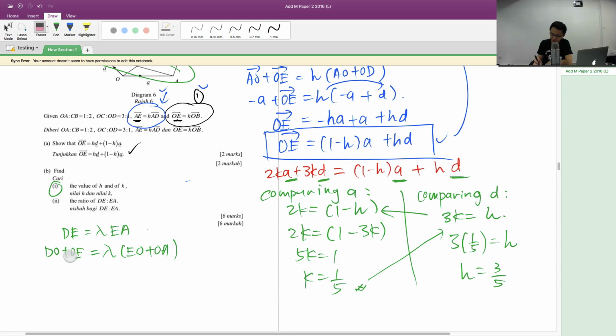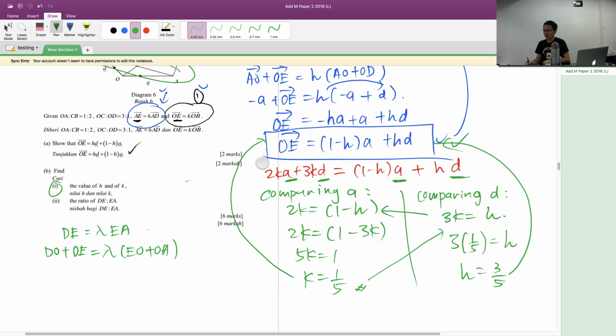And because both of here you have OE, I will find out what is OE first because I have the OE over here also. So I will try to substitute my H and K back into this equation, to find what is exactly my OE. So my OE first is 1 minus H, means 1 minus 3 over 5, I will get 2 over 5A. And then this one is H also, so it's plus 3 over 5D. Because I only have H here, so basically I just substitute 3 over 5 into here, I should be able to get my OE.